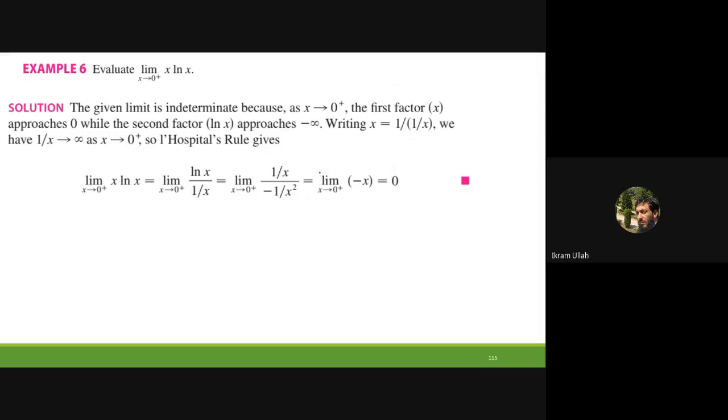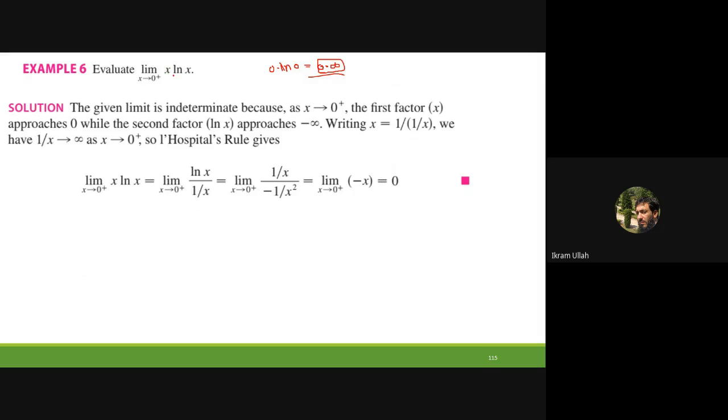Example 6, evaluate this limit: as x approaches 0 from the right side, x ln of x. Now if we apply the limit directly, this will be equal to 0 times ln of 0. We know that ln of 0 is minus infinity. So we get the indeterminate form of the type 0 times infinity.